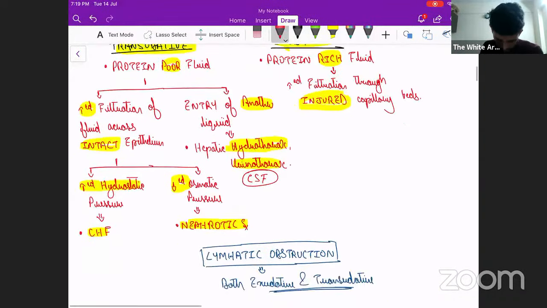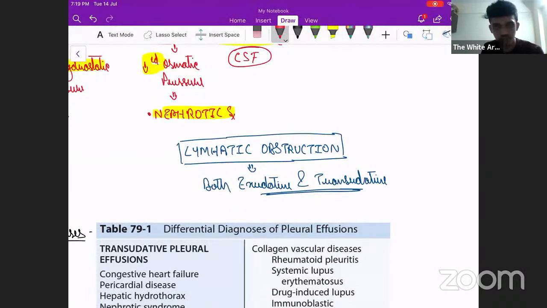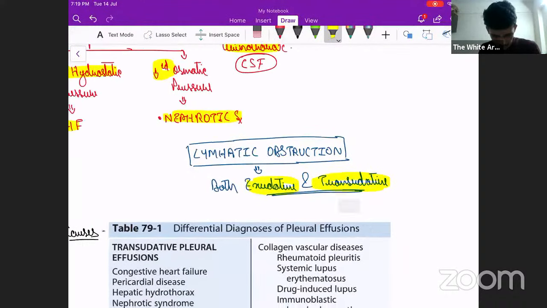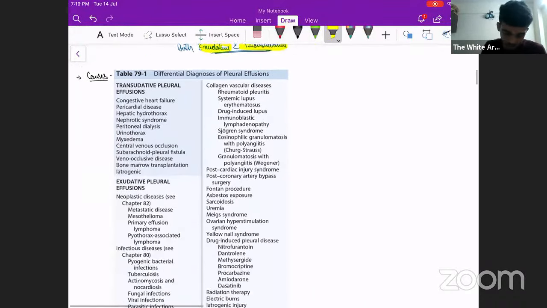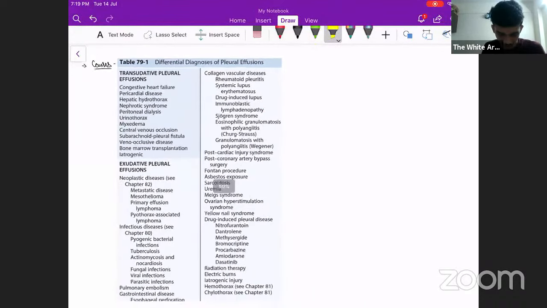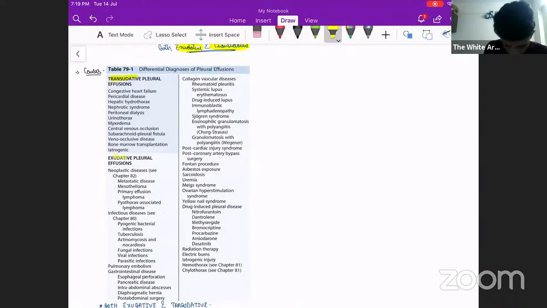Okay, so next, if the cause is lymphatic obstruction, then we can expect both exudative and transudative fluid, because anything can take place now. So next, let's look into what the causes are. So basically two different types. Just now we saw that there were transudative and exudative.